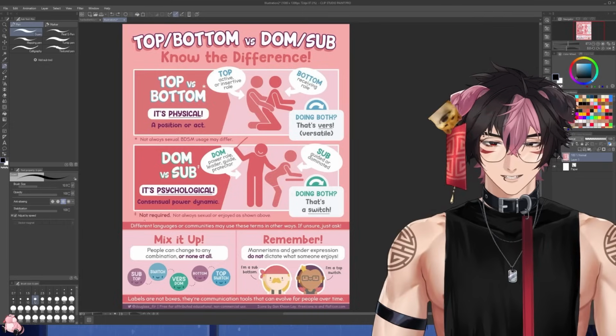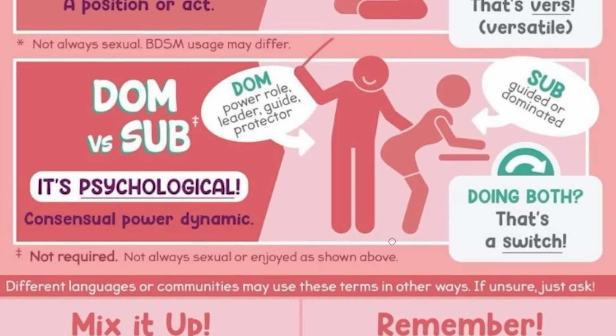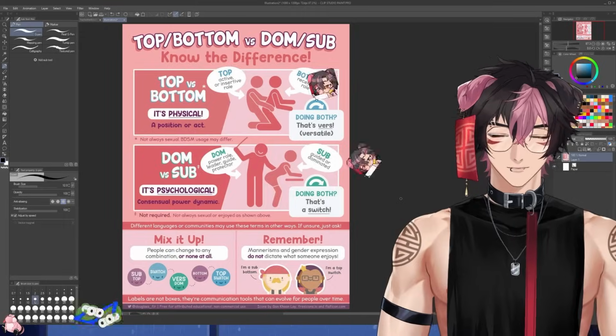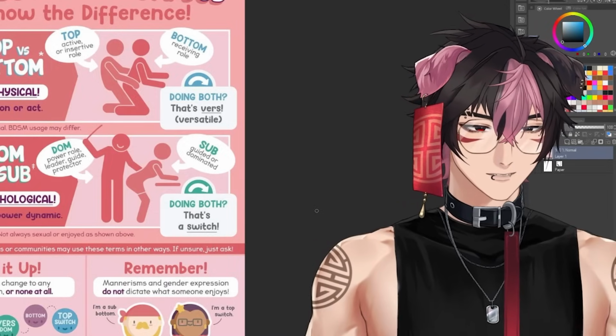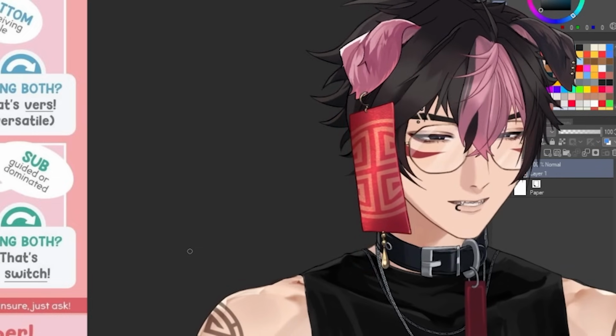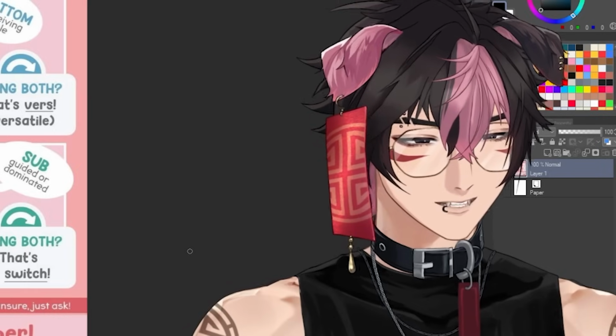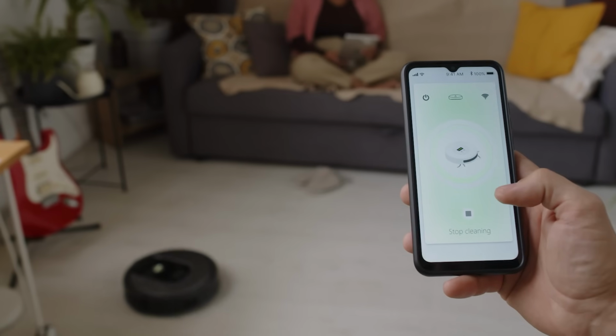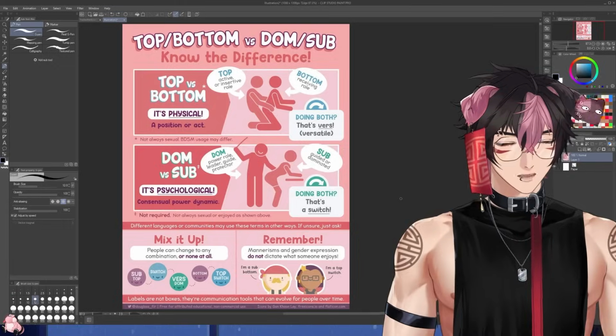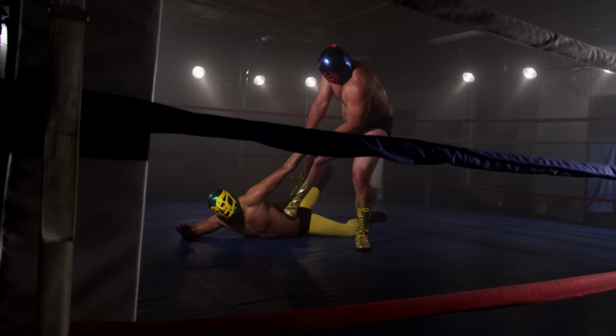But like it says over here, it's not always a sexual act. Sometimes people are dom and sub in their daily life. It's a lot of nuances, I guess. If you're a dom, you like to take control, you know? But if you're a sub, you like someone to be taking control of you, basically.